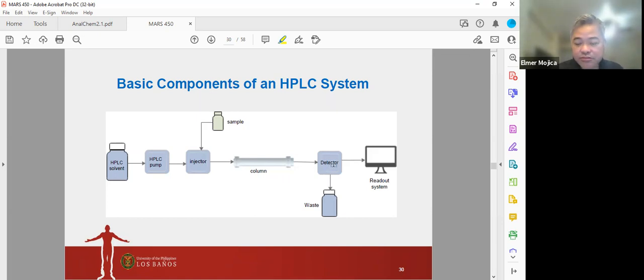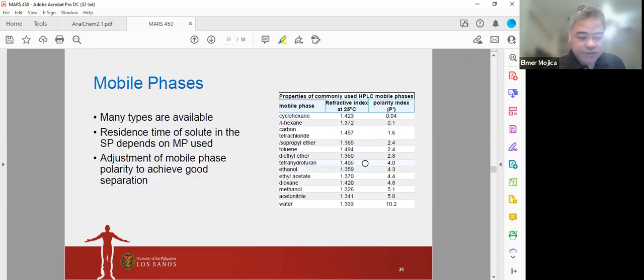Okay. Now, for you to monitor what is happening in the detector, you should have a readout system that tells you when peaks come out, or when separation takes place. So if we're going to look at the mobile phase, these are any solvents that you have. There are many types that are available. The residence time of the solute in the stationary phase depends on the mobile phase that you use. Adjustment of the mobile phase polarity is needed to achieve good separation.